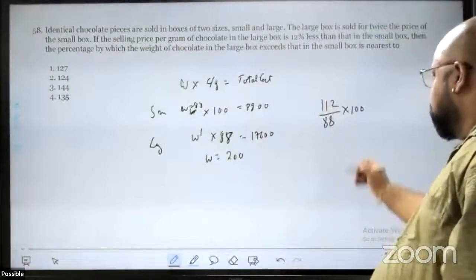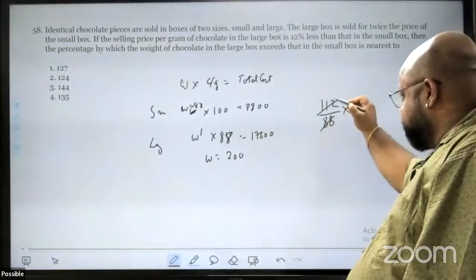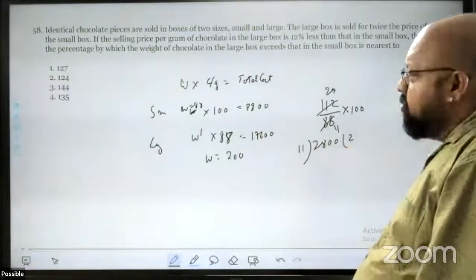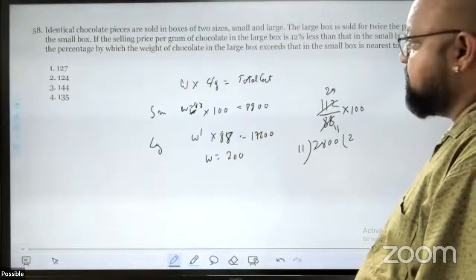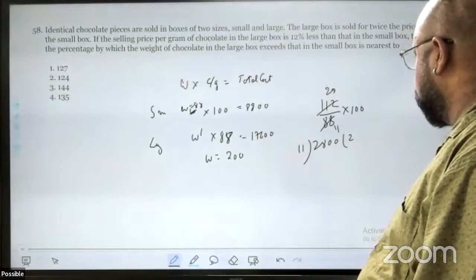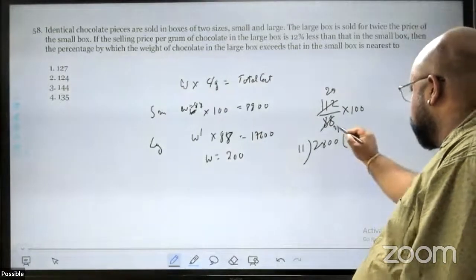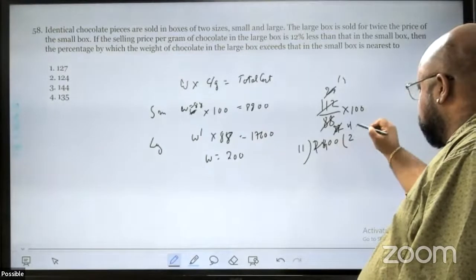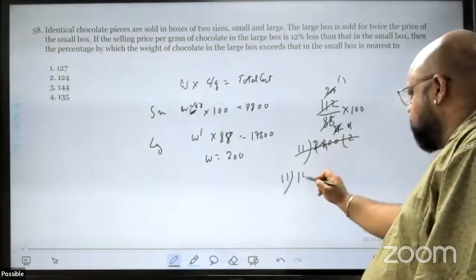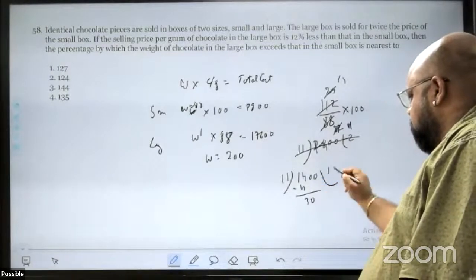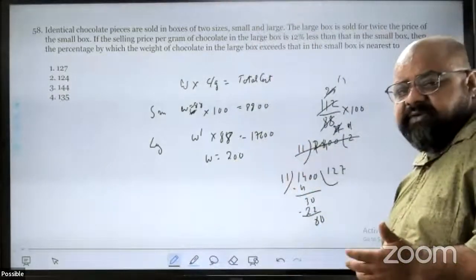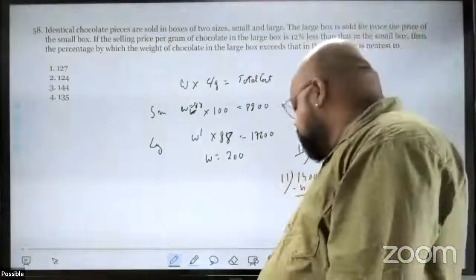So an increase of 112 on a base of 88. If I divide by, say, 4, I will get 28 and 22. So 28 into 11. This becomes 14 upon 11. So 1400 upon 11. That's a calculation area. So 127, because the numerator is 1400. So the answer has to be very close to 130, which is 127 in this case. Again, a question that could have been done.